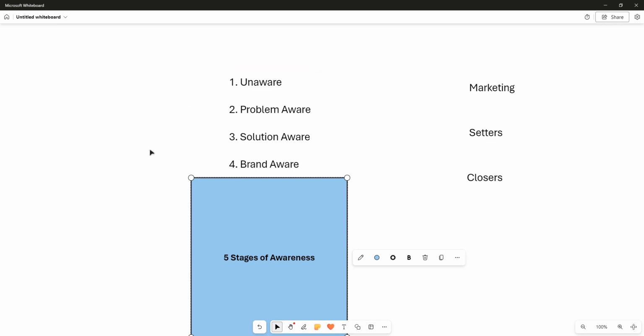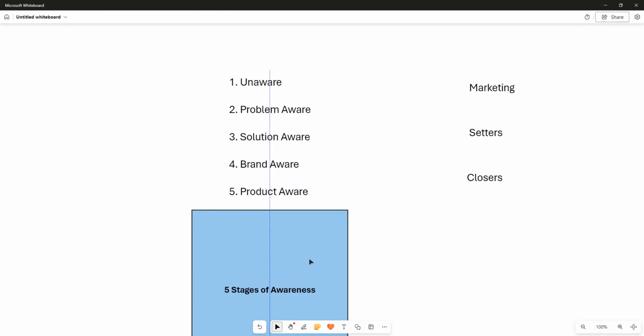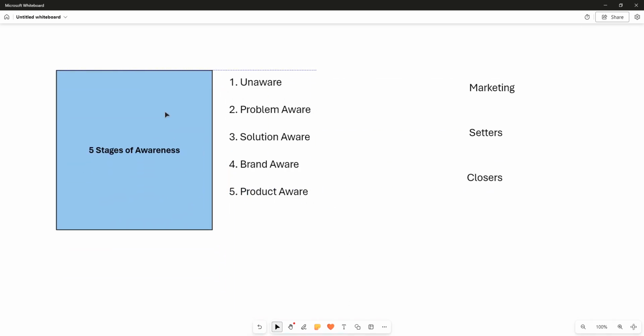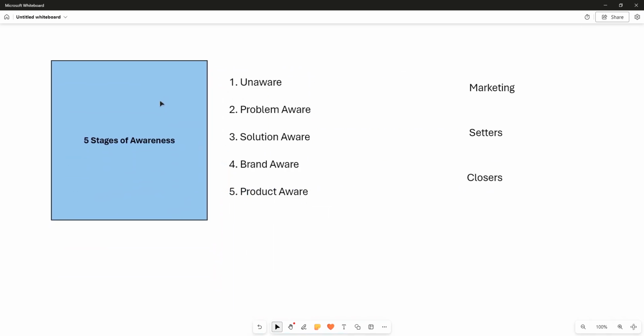Brand aware is when they actually know that you are a person or a company or a brand that has the solution that they're potentially looking for. And then beyond that, the last stage of awareness is product aware, the actual product that you can sell them that solves this problem. Okay? Those are the 5 stages of awareness in the buying process.